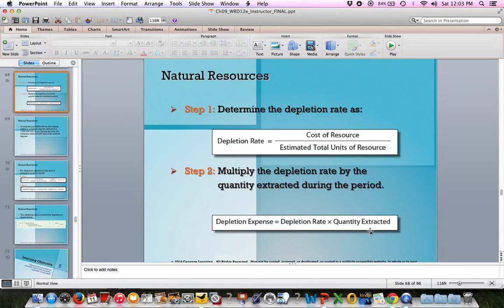So this could be a mineral in the ground, barrels of oil, trees in a forest, any natural resource that you can measure the total amount of, and then measure the extraction or removal of.